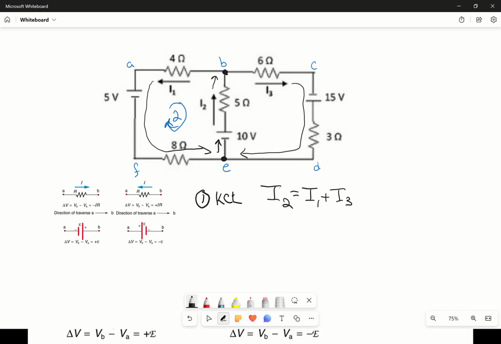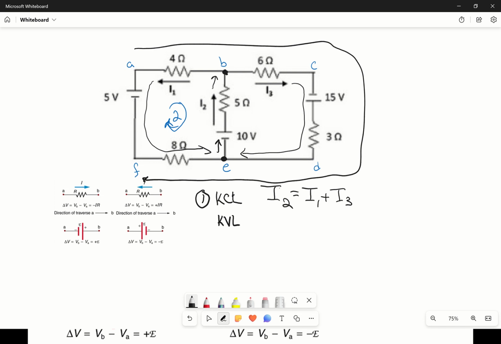Now to get 2 more equations, I'm going to have to use 2 more rules, and the 2 more rules I'm going to use are Kirchhoff's voltage laws. So I'm going to have to do 2 different loops to get Kirchhoff's voltage laws. Let me first do a loop where I'm going to go all the way around the outside. So I'm going to go all the way around the outside from A, B, to C, to D, to E, to F, and back to A. So it's going to be an outside loop.